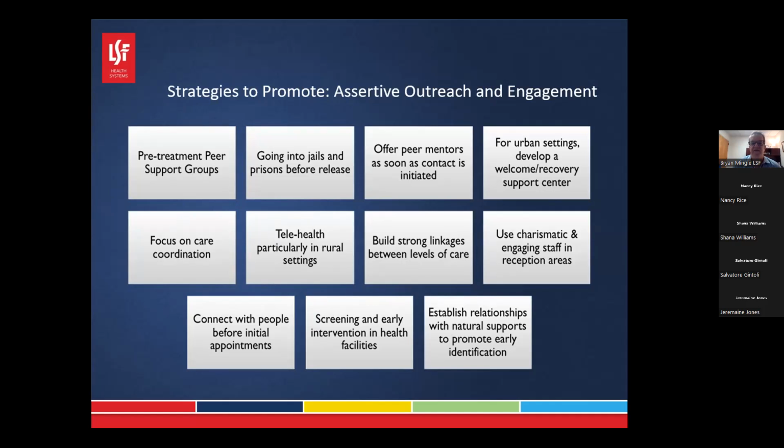A lot of your agencies that I see on today are going into jails and prisons and linking, meeting people, building rapport, and helping people before they're released, so they'll know that there's support out in the community for them. Offering peer mentors as soon as a contact is initiated. A lot of our agencies are coming up with peer warm lines and numbers to call, and doing a real good job of marketing that.